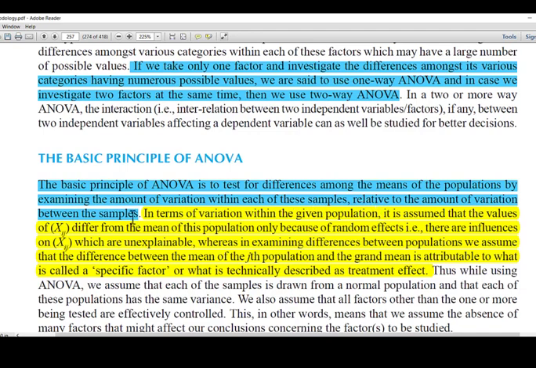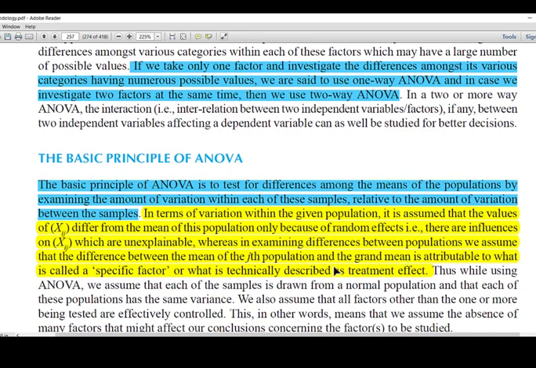variation between the samples. In terms of variation within the given population, it is assumed that the values of Xij differ from the mean of this population only because of random effects. That is, there are influences on Xij which are unexplainable. Whereas in examining differences between populations, we assume that the differences between the mean of the jth population and the grand mean is attributable to what is called a specific factor, or what is technically described as treatment effect.